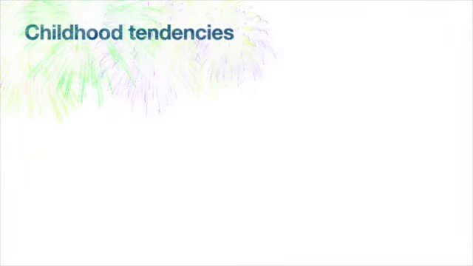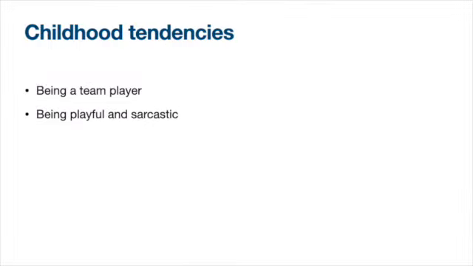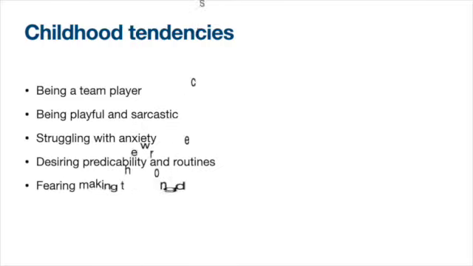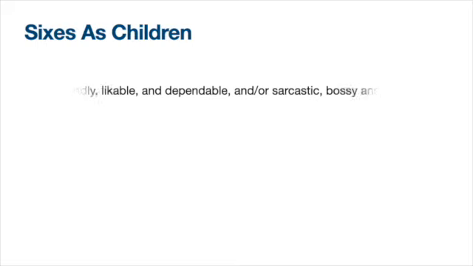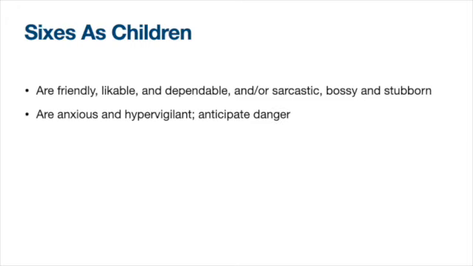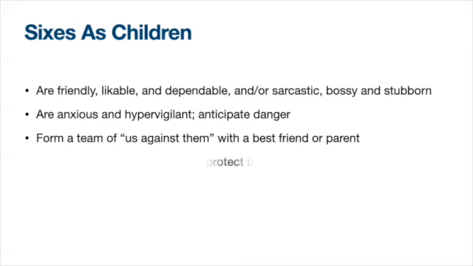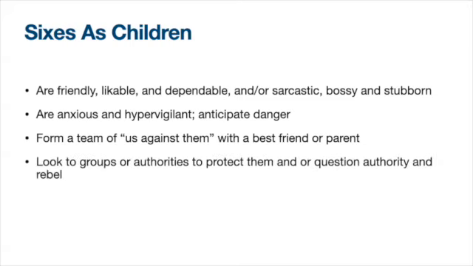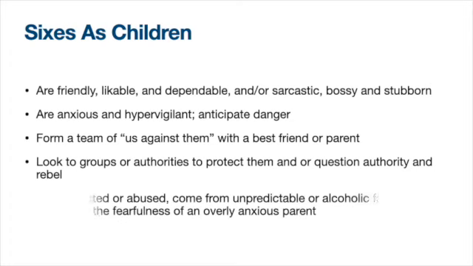Childhood tendencies: being a team player, being playful and sarcastic, struggling with anxiety, desiring predictability and routines, fearing making the wrong decisions, looking for safety and security, and testing those in authority for trustworthiness. 6s as children are friendly, likable, and dependable, and/or sarcastic, bossy, and stubborn. They are anxious and hypervigilant, anticipate danger, form a team of us against them with a best friend or parent. Look to groups or authorities to protect them and/or question authority and rebel, are neglected or abused, come from unpredictable or alcoholic families, and/or take on the fearfulness of an overly anxious parent.